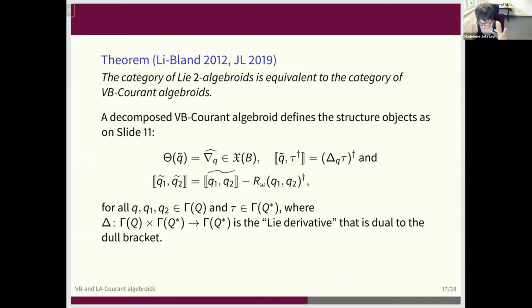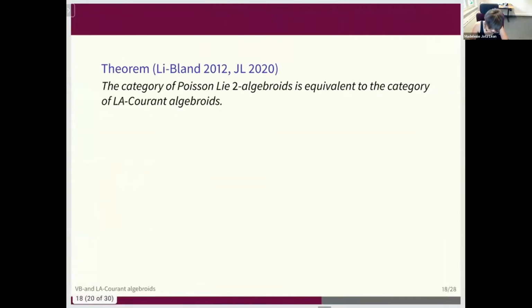So then that shows that once you have the correspondence of really the base, two-manifolds and metric double vector bundles, well, the rest is just writing down what structures you have. So you get this equivalence of the category of Lie-2 algebroids with the one of VB-Courant algebroids. And when you combine that with the equivalence of Poisson two-manifolds with metric VB-algebroids, well, you get an equivalence of Poisson Lie-2 algebroids.